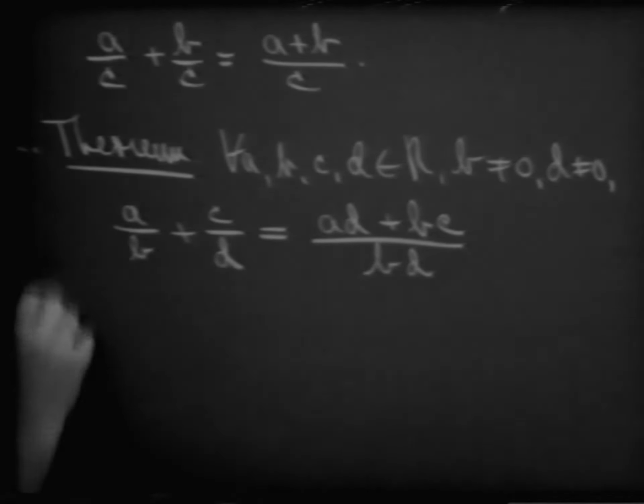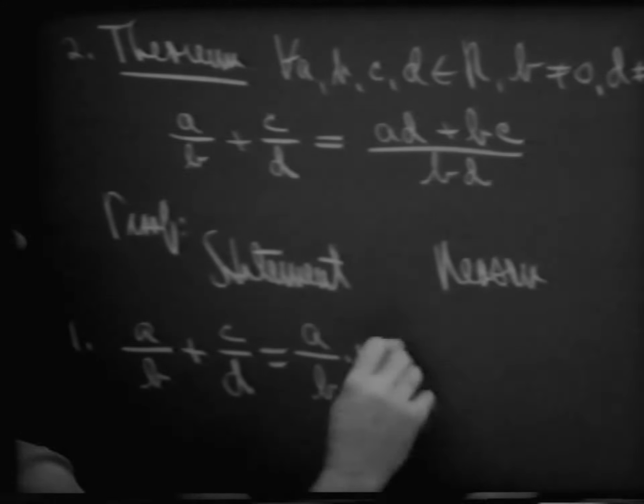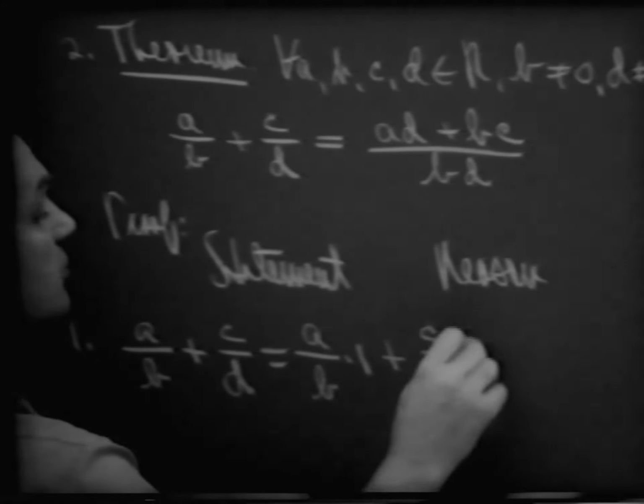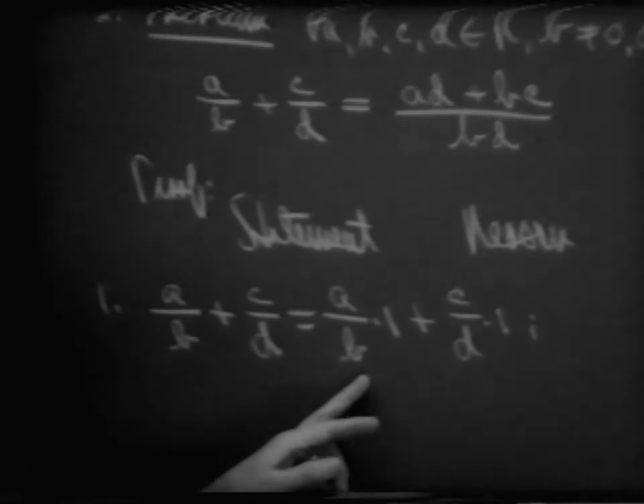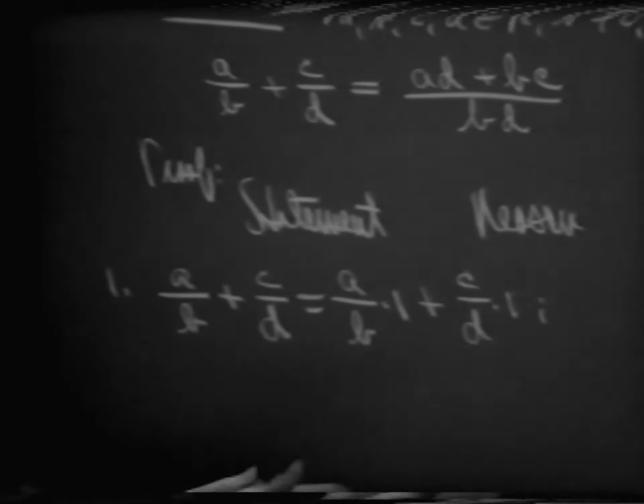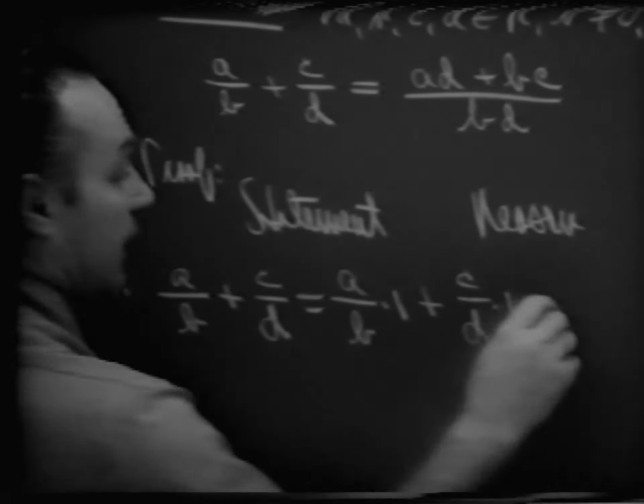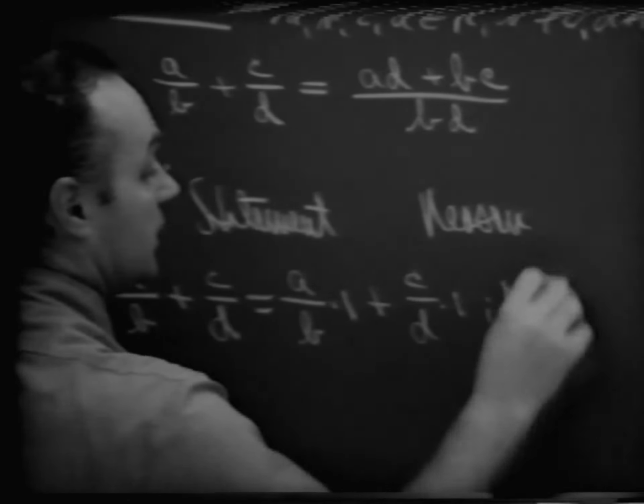All right, here's our statement and the reason for that statement. Let's start out on the left-hand side with a over b plus c over d. Let's see what we may say about this. Now, what I'd like to do is to simply indicate that this is times 1: a over b times 1 plus c over d times 1. And of course, our reason for this is simply what? This is our multiplicative axiom of the number 1. Is that right? Our multiplicative axiom of 1.